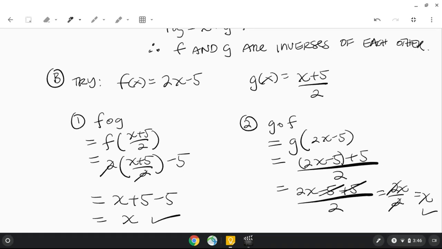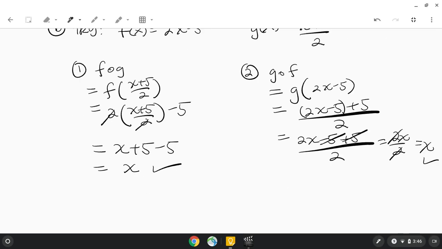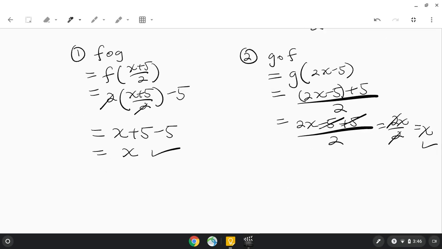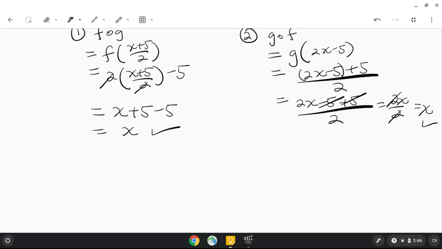Okay, so that's how you would work those out, showing that both composite functions equal x. All right, let's see what else we have here. Finding inverses. That's how you verify. So now let's take a look at how you actually find inverses.